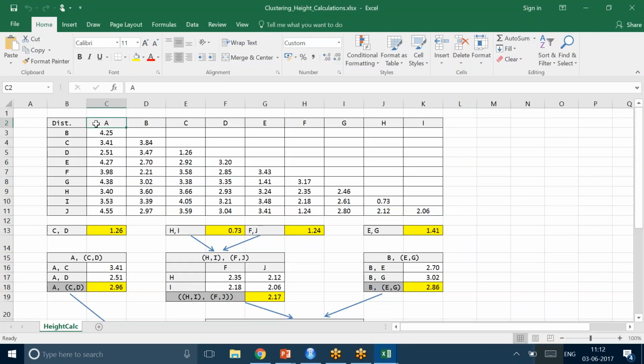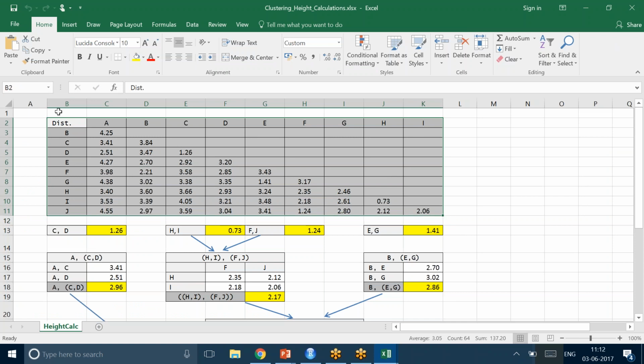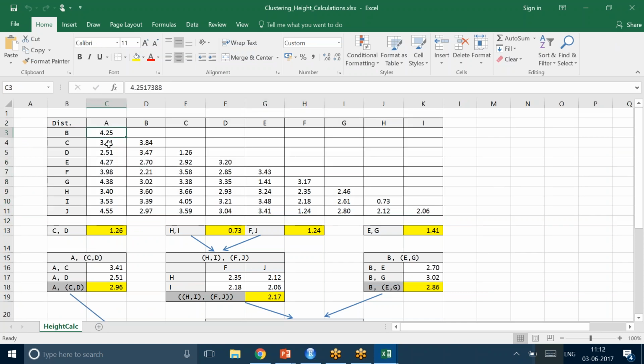Instead of labeling them as 1, 2, 3, I've given their names, customer names I have put. Now what has happened? This is the distance matrix. So distance of A with respect to B is 4.25, distance of A with C is 3.41, distance of A with D is 2.51, and so forth. Distance of I with J is 2.06, distance of H with J is 2.12, and so forth. Why are these blanks? Because if I want to find distance of B with respect to C, I can see this number is available here, so I don't have to put the above part of the matrix.